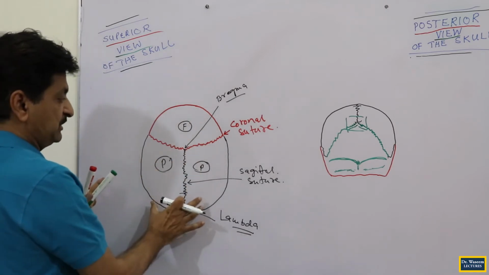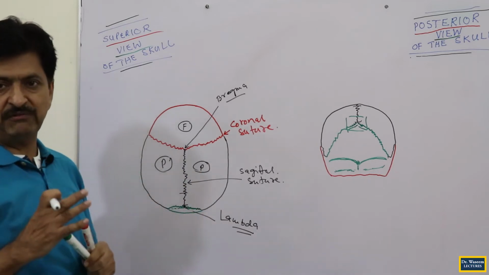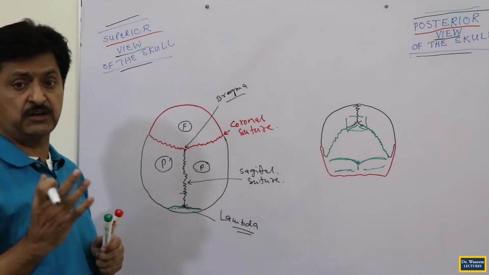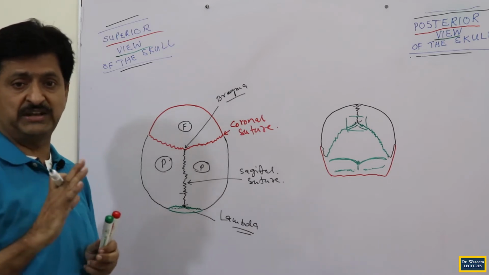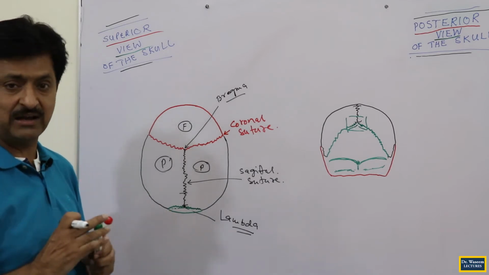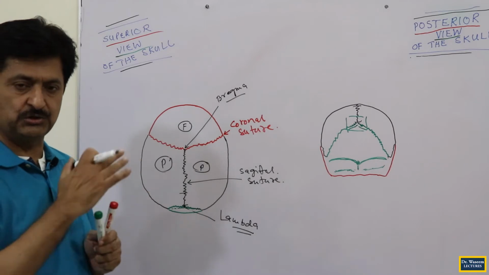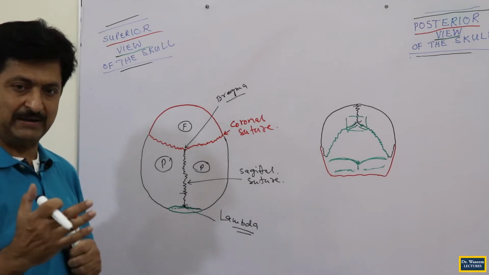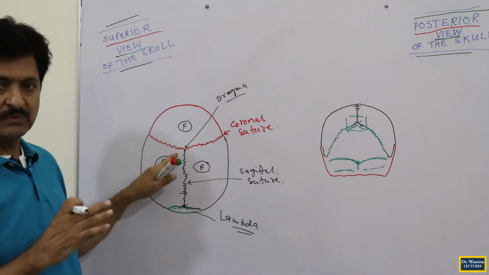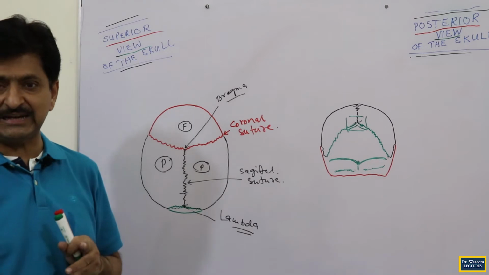And this is the superior view you are seeing. At the time of development, these are bones which develop from membrane, by intramembranous ossification, not from cartilage. There is no intervening hyaline cartilage here. They develop directly from mesenchyme into bone. But at the time when the baby is born, some part of the skull bones are not yet converted into bone. They have not yet ossified.